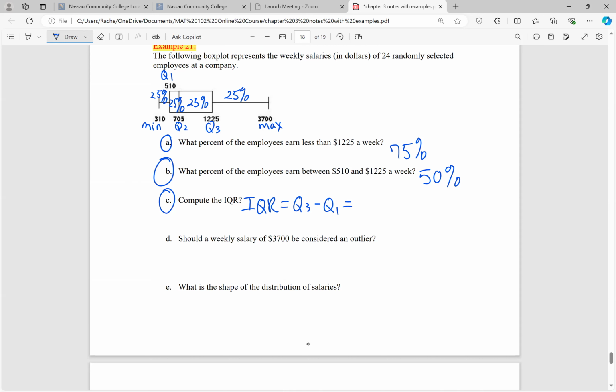So in this case, Q3 is 1225, and we have to minus Q1, which is 510. So if we take 1225 and we minus 510, we get an interquartile range of $715. Now, we can use the interquartile range in order to determine if a specific data value should be considered an outlier.